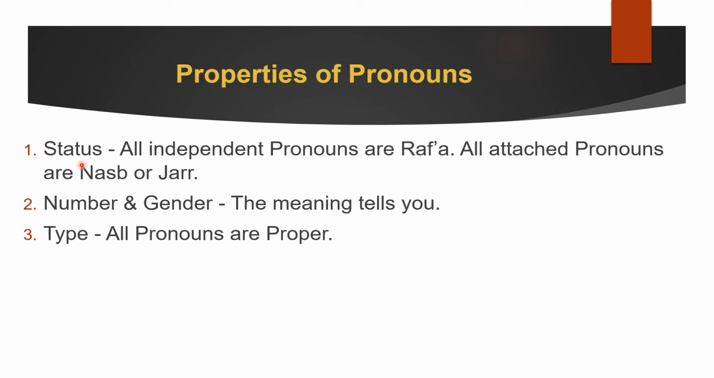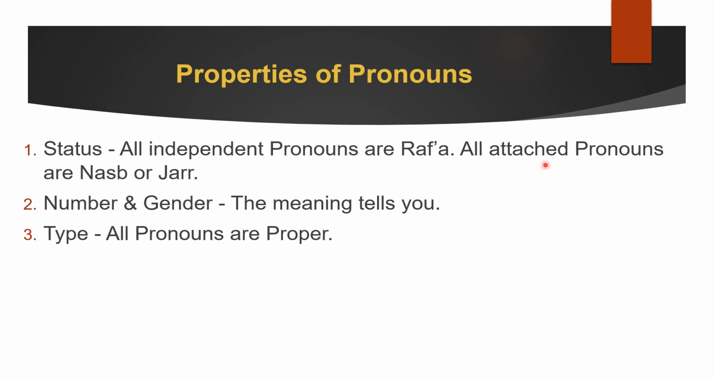Now, usually what we do with non-flexible words is that we depend on the sentence, right? Depending upon the sentence, we can tell whether that's rafa, nasab, or jar. But pronouns have a special quality. Their rafa, nasab, and jar can be told without the sentence. We don't need the sentence to tell rafa, nasab, and jar, because all independent or original pronouns are rafa. So huwa, huma, hum, hiya, huma, hunna, anta, antuma, antum, anti, antuma, antunna, ana, nahnu. All of these are rafa. Independent original pronouns are rafa.